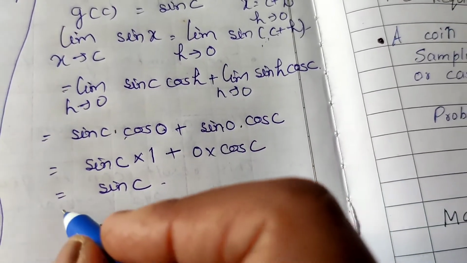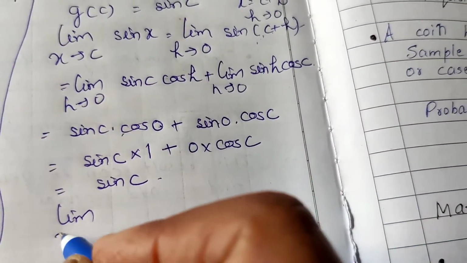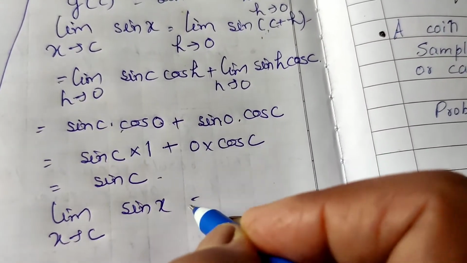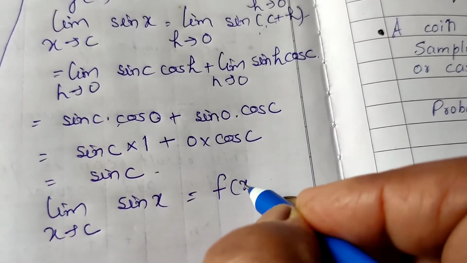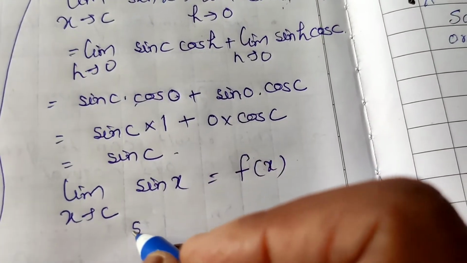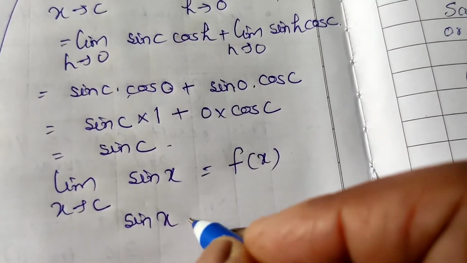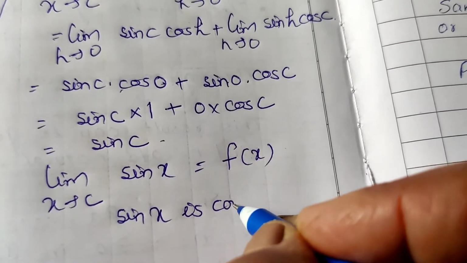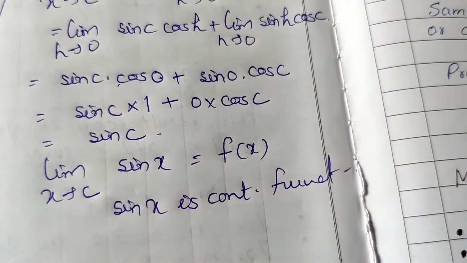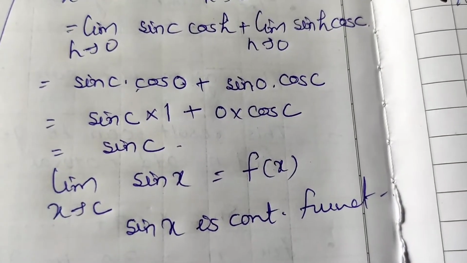It means the limit x tends to c of sin x equals the function value of sin x. Therefore, sin x is continuous at every point. Sin x is a continuous function.